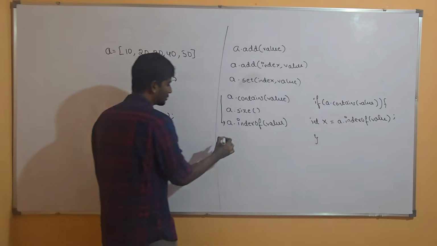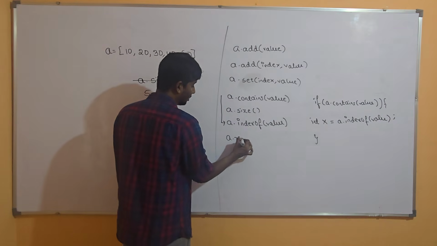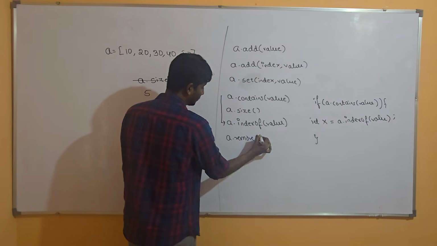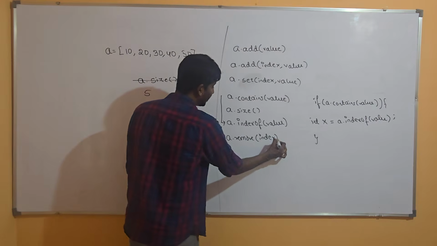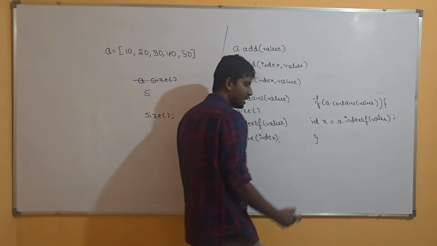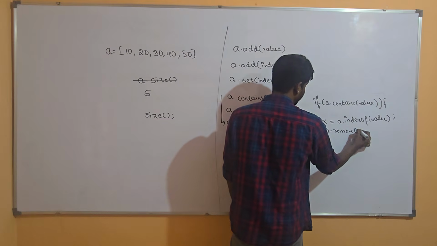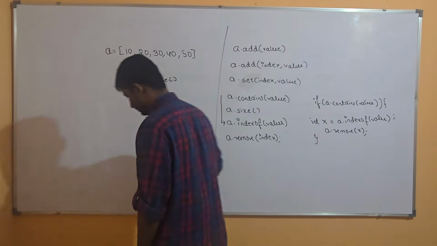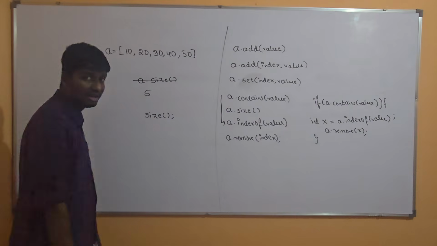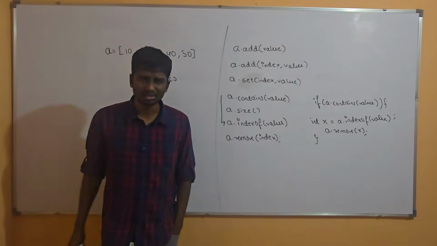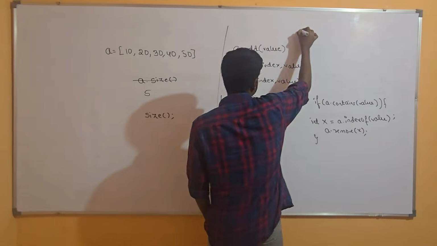Then comes our major method, A dot remove of index. It is not taking the value, it is going to take the index. Here, since the index is there in x, I can write A dot remove of x. Is it clear, guys? Is it clear? These are the important methods that are available in our array list.